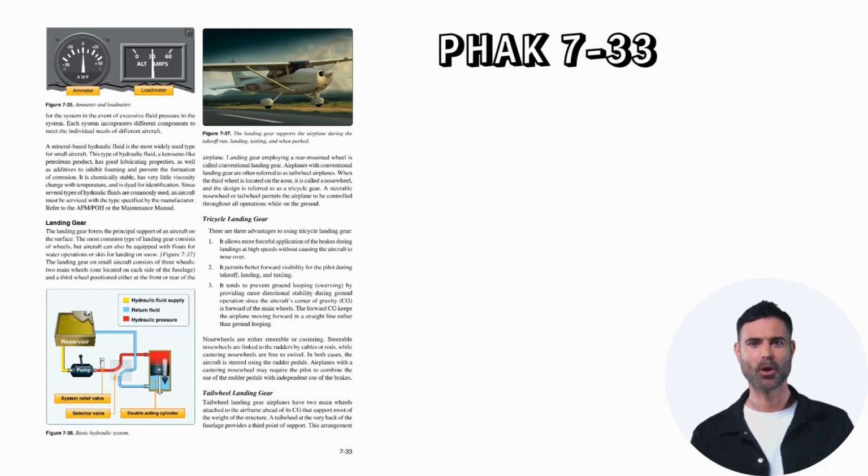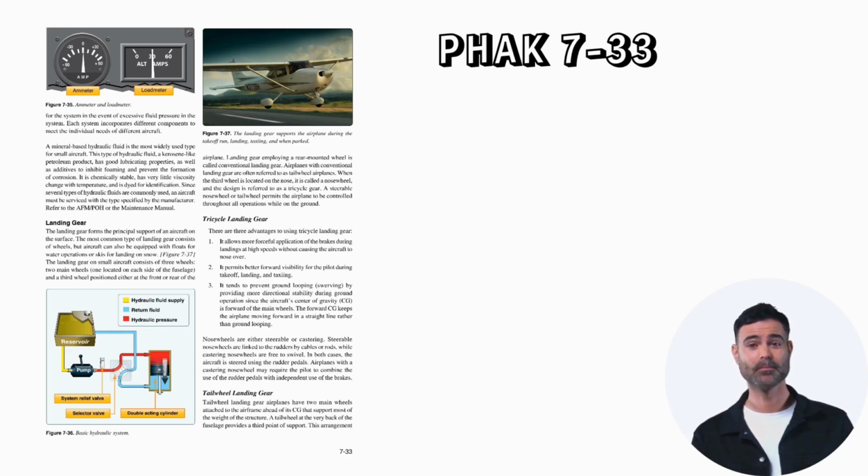The landing gear on small aircraft consists of 3 wheels: 2 main wheels, one located on each side of the fuselage, and a third wheel positioned either at the front or rear of the airplane. Landing gear employing a rear-mounted wheel is called conventional landing gear. Airplanes with conventional landing gear are often referred to as tailwheel airplanes. When the third wheel is located on the nose, it is called a nose wheel, and the design is referred to as a tricycle gear. A steerable nose wheel or tail wheel permits the airplane to be controlled throughout all operations while on the ground.